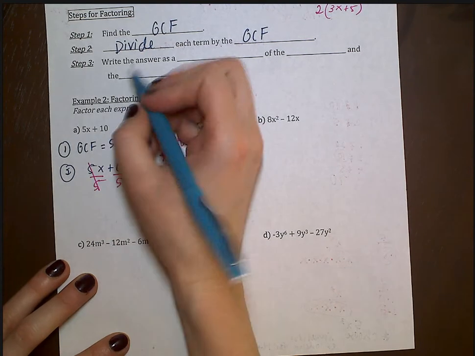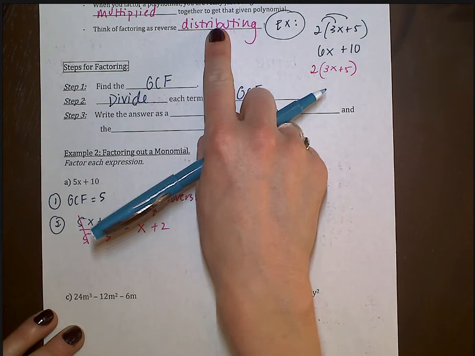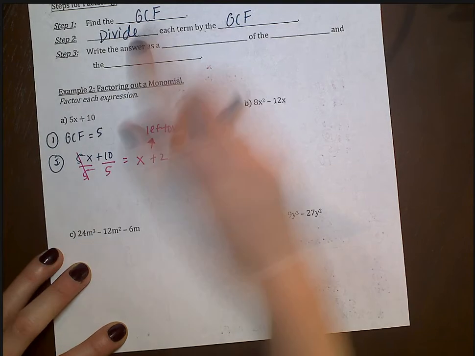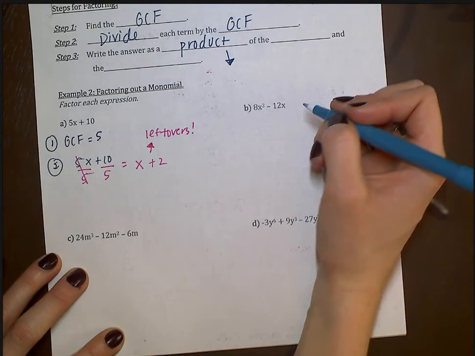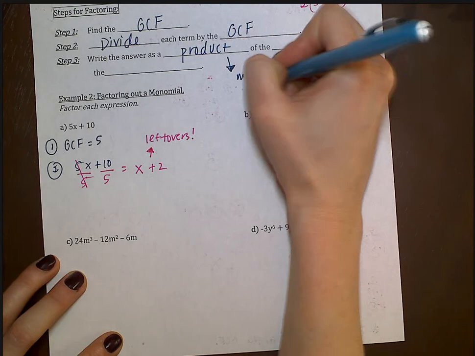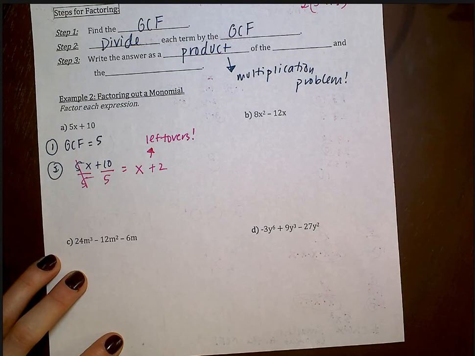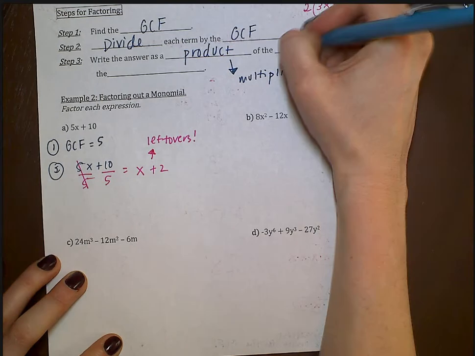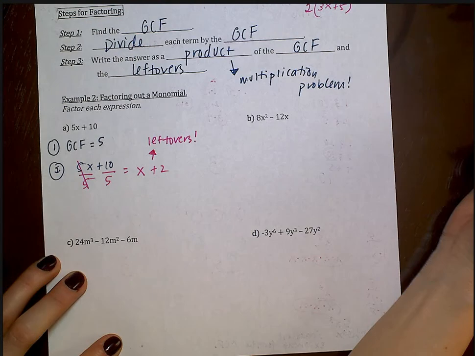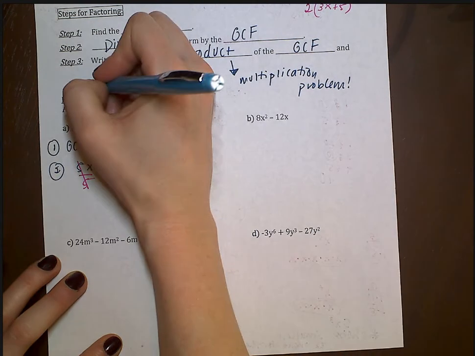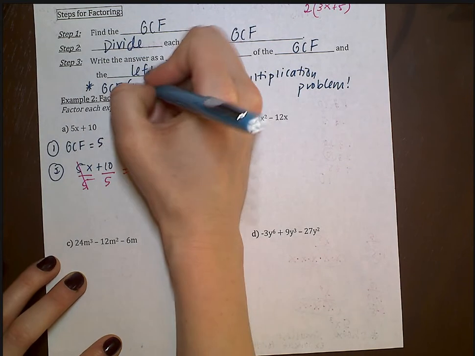All right, so once you've done that, the last step is you just write your answer. Since we're thinking of factoring as reverse distributing, you're just going to write your answer as a product. And if you're not sure or you forget what product means, product just means multiplication. So you're going to write it as a multiplication problem. And the two things you're going to multiply are the GCF and what you got as the leftovers. Okay, so in other words, your answer should look like this: GCF on the outside, that's the thing that's getting distributed, leftovers in parentheses.